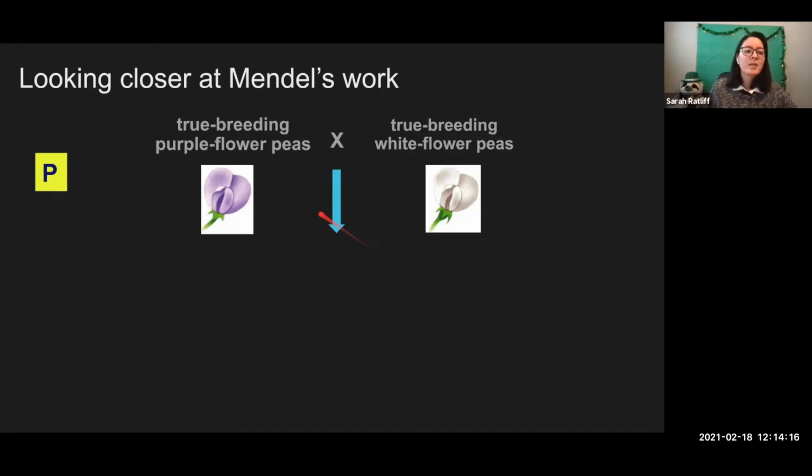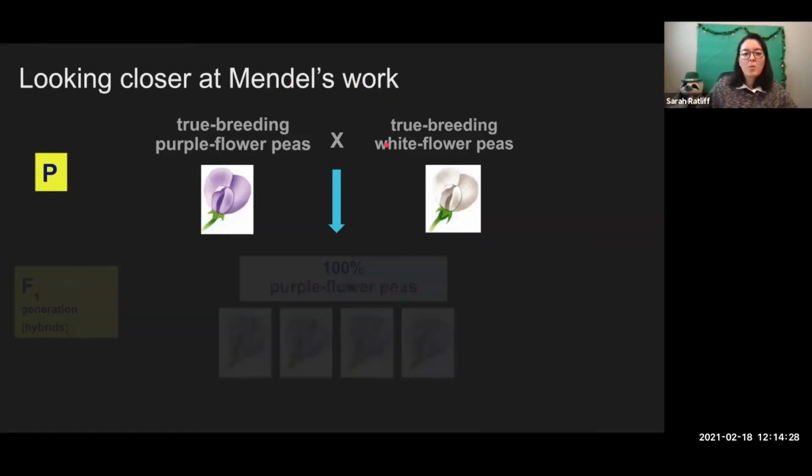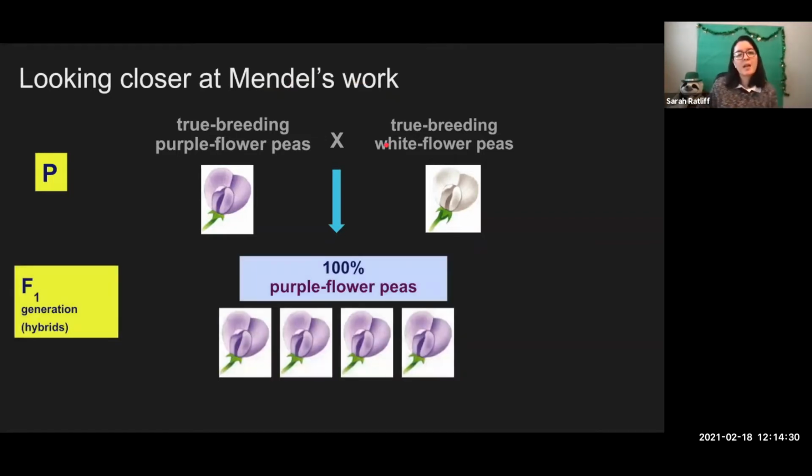So P for parent, we have a parental generation of true breeding pea plants. One is true breeding purple, one is true breeding white. We're gonna breed them together, and what we end up with is our F1 generation, our first set of offspring. And what he found was 100% of them, every single one of those pea plants, was purple.